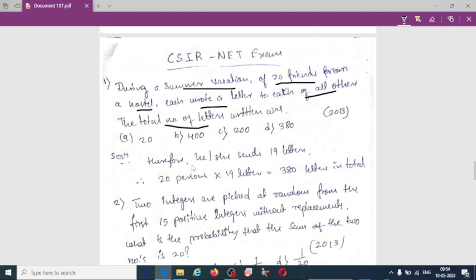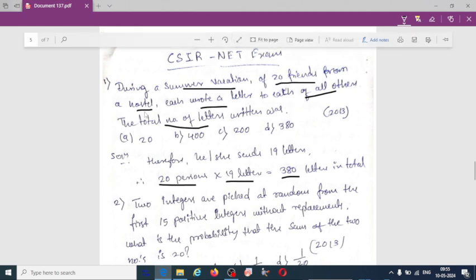If you take one person, he can write letters to 19 others. So every person can write 19 letters; he can't write to himself. So there are 20 persons into 19 letters, how many? 380 letters in total they are going to write. So the 20 friends from the hostel are going to write 380 letters to each other. So option D is correct.